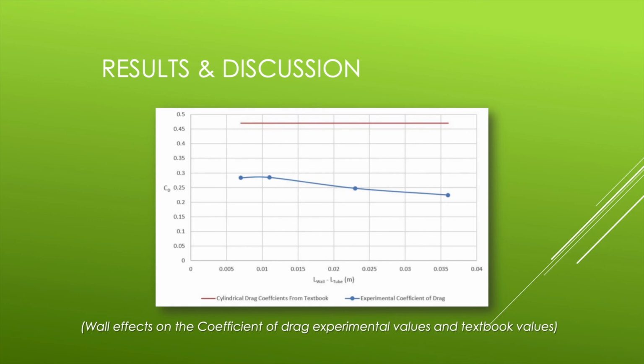In this plot, we have the coefficient of drag as a function of the distance between a cylinder and the wind tunnel test section wall. It is observed that as the distance between the wind tunnel test section wall and the cylinder increases, the coefficient of drag decreases.